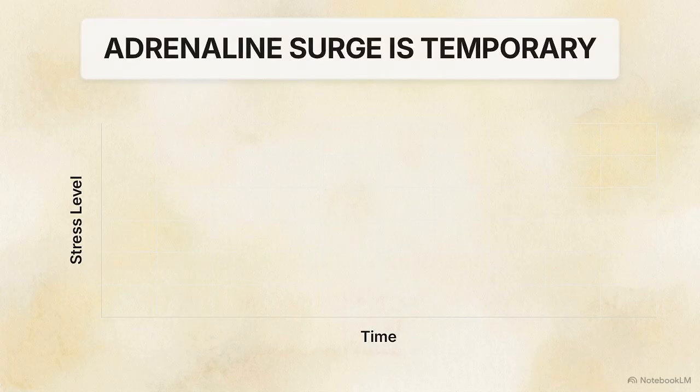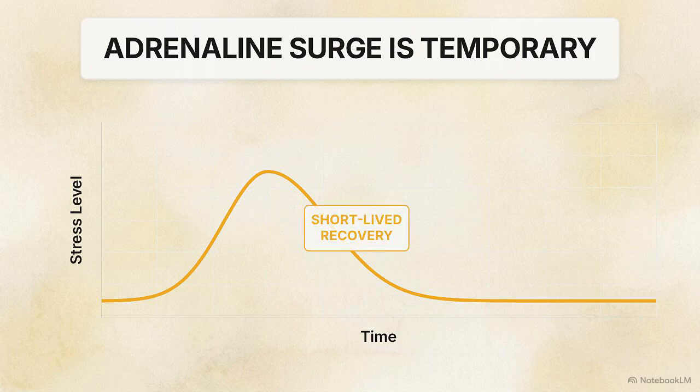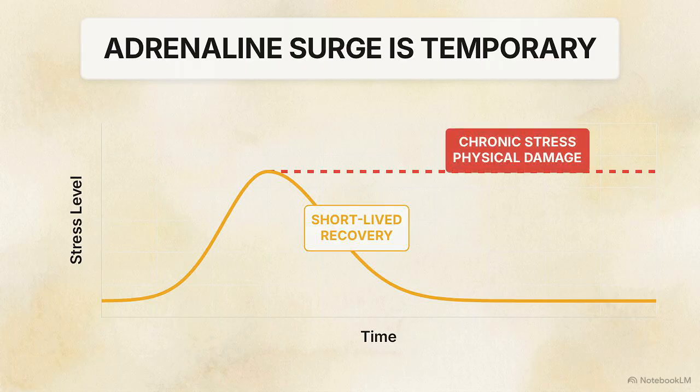This line graph maps a typical stress response over time. The adrenaline levels spike sharply, but notice the rapid decline back to baseline. This short-lived duration is a built-in safety measure. Prolonged exposure to high adrenaline causes physical damage and chronic stress.